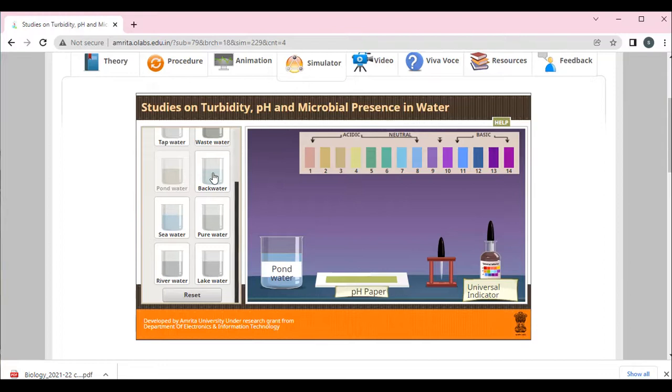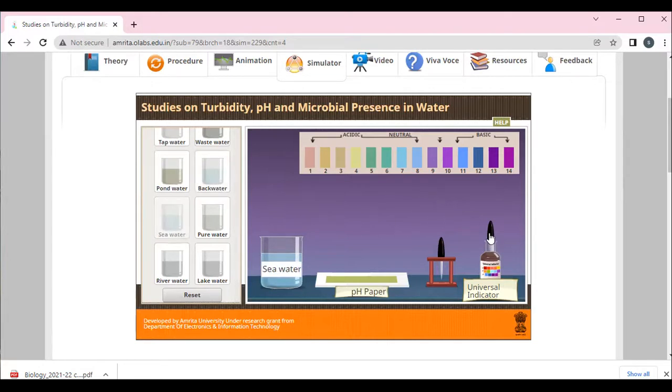Now the next is backwater. Again putting the universal indicator, the color has shifted to 8. The pH is the same for the previous pond water and backwater, it is 8. Bit basic, right? Little basic.